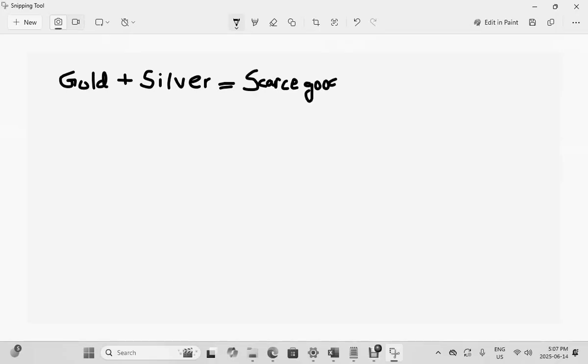The reason they're considered scarce goods in terms of economics is because of the allocation of raw materials and resources to produce or mine these goods. When it comes to a business involved in mining gold and silver, let's assume this is our production possibility frontier, the PPF chart. Over here you have silver, and for your x-axis, you have gold.